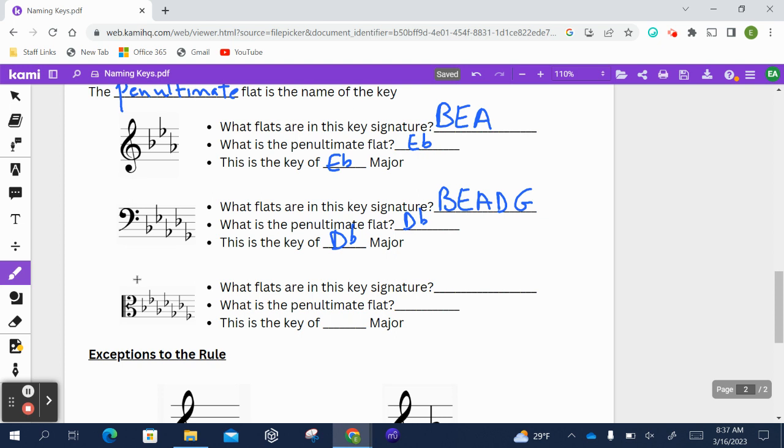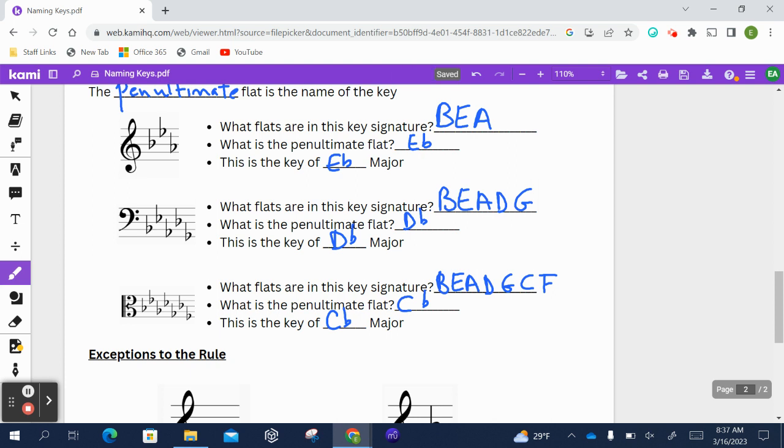Last one, all 7. So you can just write out the order of flats: B, E, A, D, G, C, and F. What is the penultimate flat? C flat, which means this is the key of C flat major.